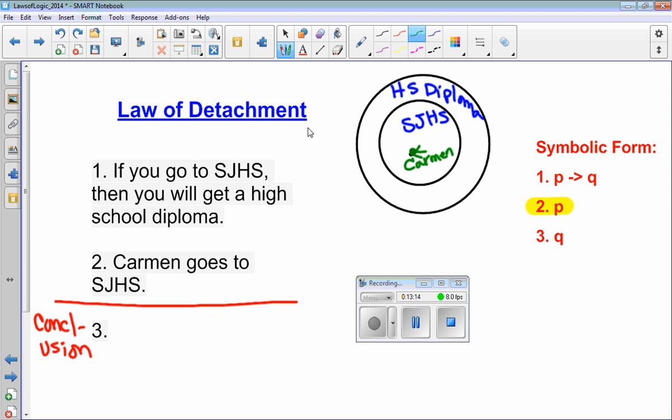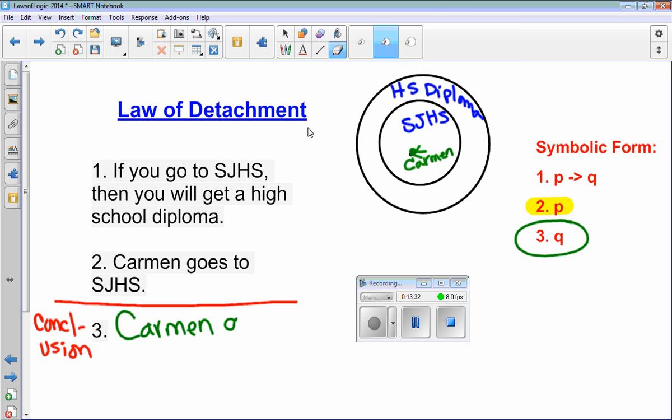Well, what other circle is Carmen also inside? The bigger one. The bigger one, which is the conclusion, which is why your conclusion statement is that same example, just based on Q. So we're going to say Carmen must get a high school diploma. Carmen will get a high school diploma.